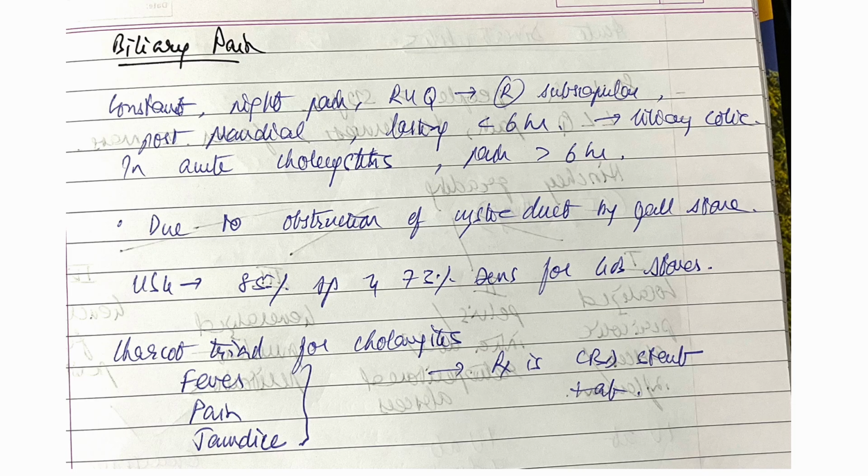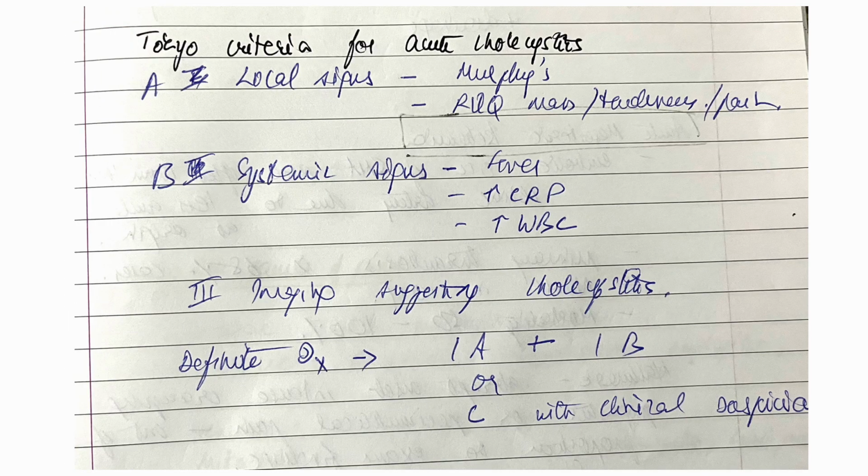Charcot's triad for cholangitis is fever, pain, and jaundice. The treatment for cholangitis is a CBD stent and antibiotics.